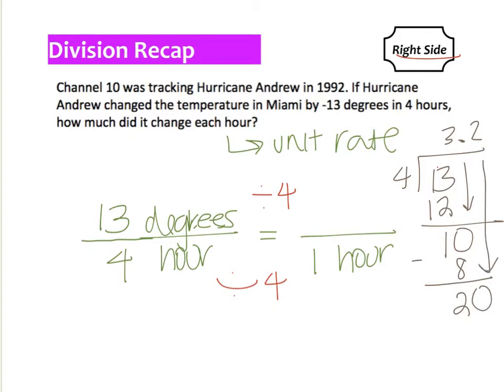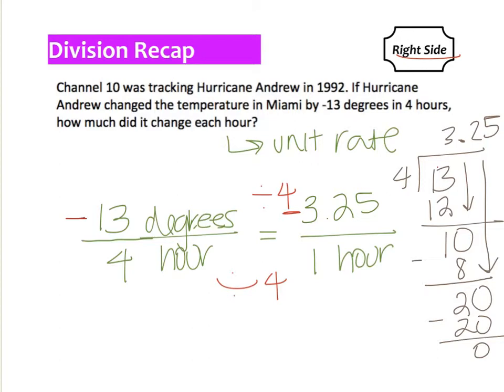How many times does 4 go into 20? 5 times. I get 20, and I'm left with a remainder of 0. So my answer in this case is going to be 3.25 degrees. Now, this was a negative 13. And what happens when we have a negative divided by a positive? Our answer also stays negative.